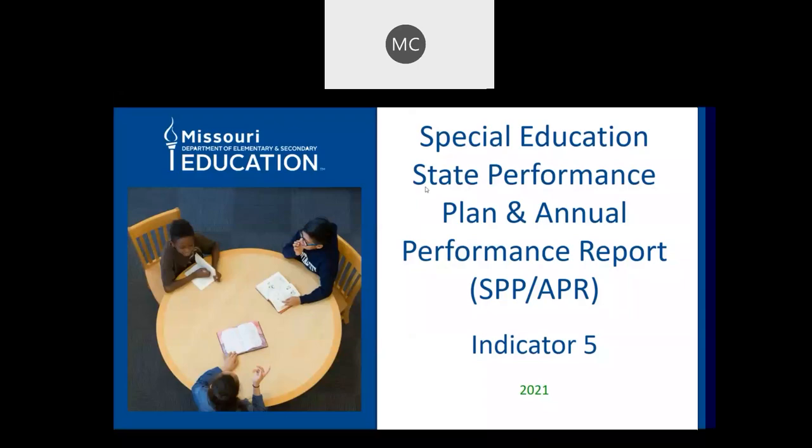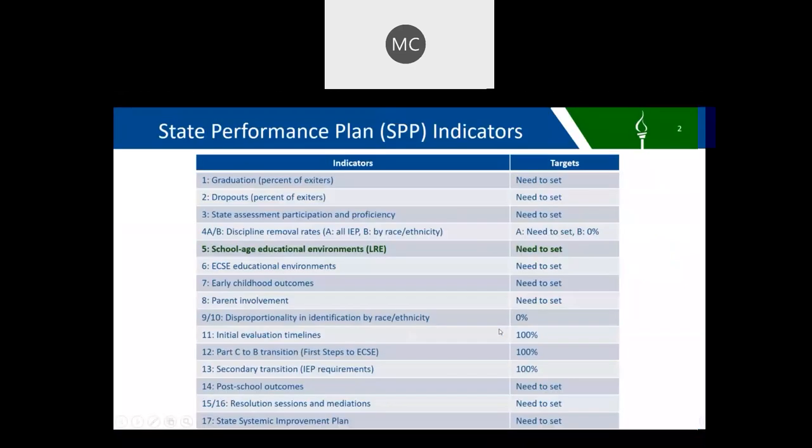Thank you for your interest in Missouri's Special Education State Performance Plan and Annual Performance Report process. This is the complete list of SPP indicators. This presentation will cover Indicator 5 on school-age educational environments or least restrictive environments.